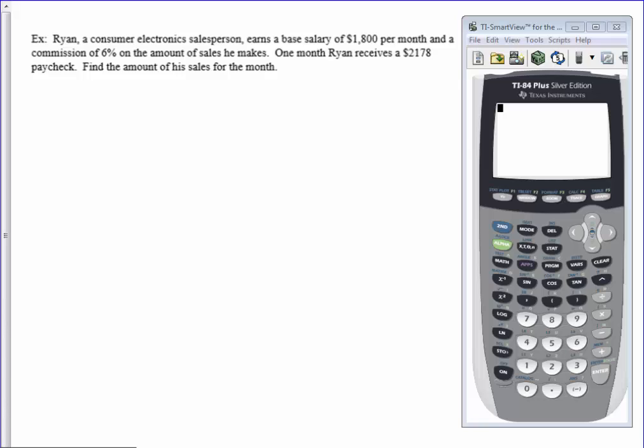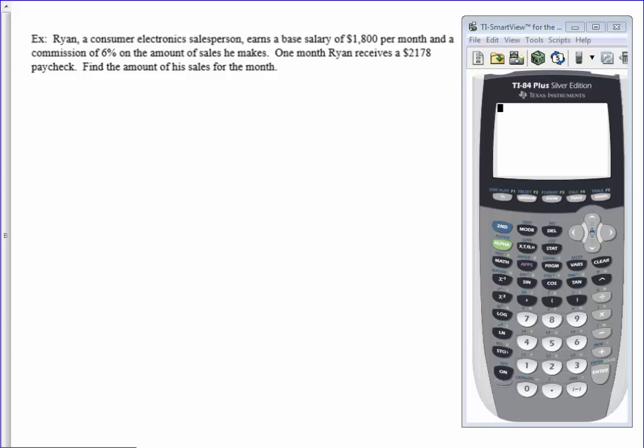This example states that Ryan, a consumer electronics salesperson, earns a base salary of $1,800 per month and a commission of 6% on the amount of sales he makes. One month, Ryan receives a paycheck of $2,178. Find the amount of his sales for the month.